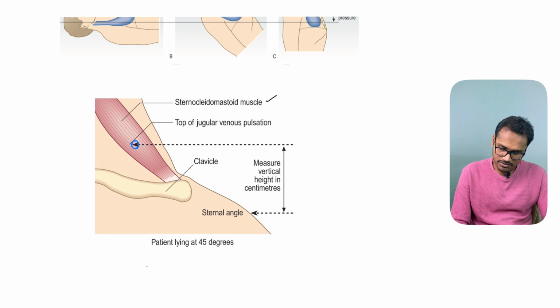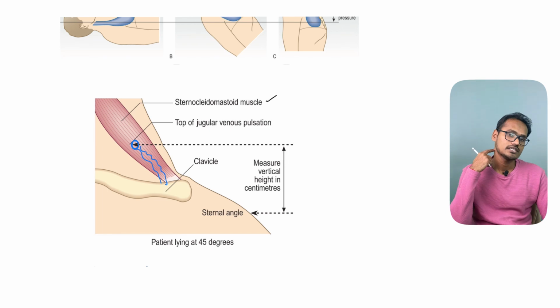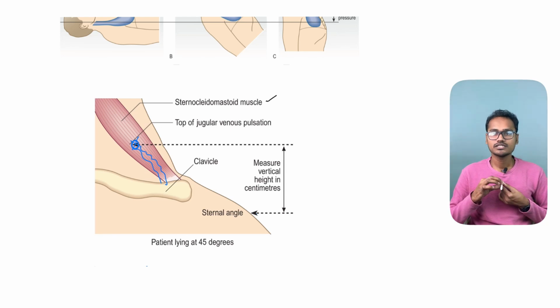Let's take an example where the jugular venous vein of a subject is visible till this point. Let's assume it is visible till this point, so we have to mark a point over there. Suppose you have made the mark over here. Then you will take the measurement from the sternal angle. You will place one scale parallel to the sternal angle like this.